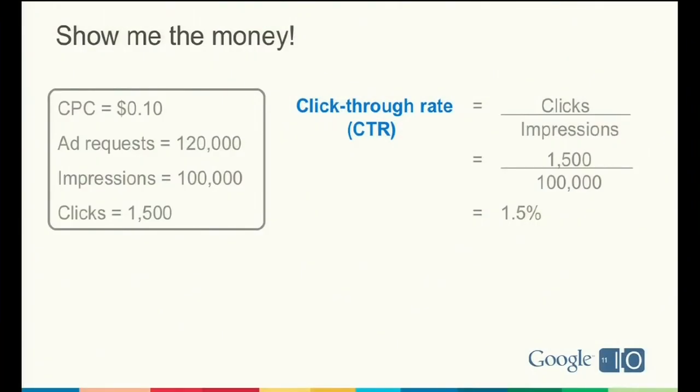The fourth one on this slide is clicks. We're going to use 1,500 clicks, and clicks are self-explanatory. That's when the user actually taps on an ad in your application. Combining some of these terms is a more advanced term called click-through rate. This is a measurement of how relevant the ads are to the users. Click-through rate is calculated by clicks divided by impressions. So in our example, 1,500 clicks divided by 100,000 impressions results in a 1.5% CTR. So 1.5% of the time, the users saw an ad, they liked it, and they clicked on it, and it was relevant to them.